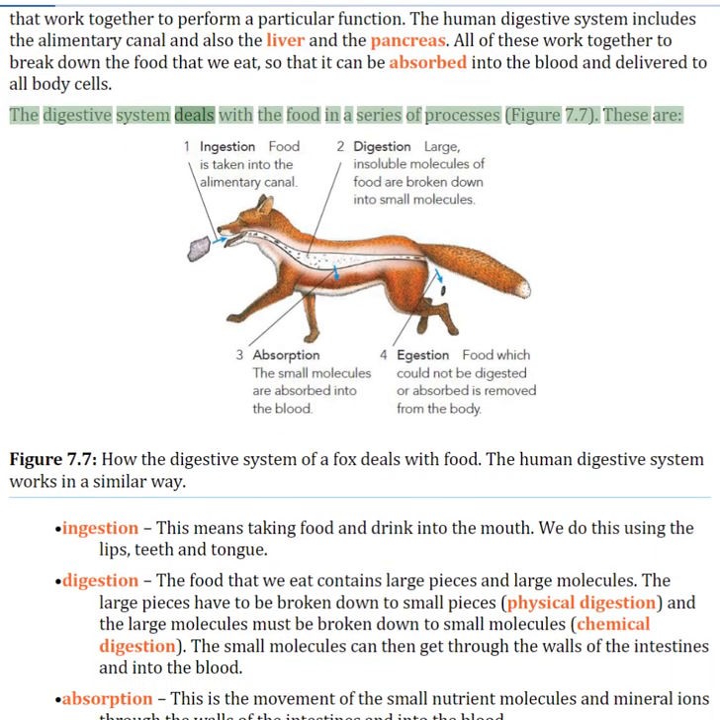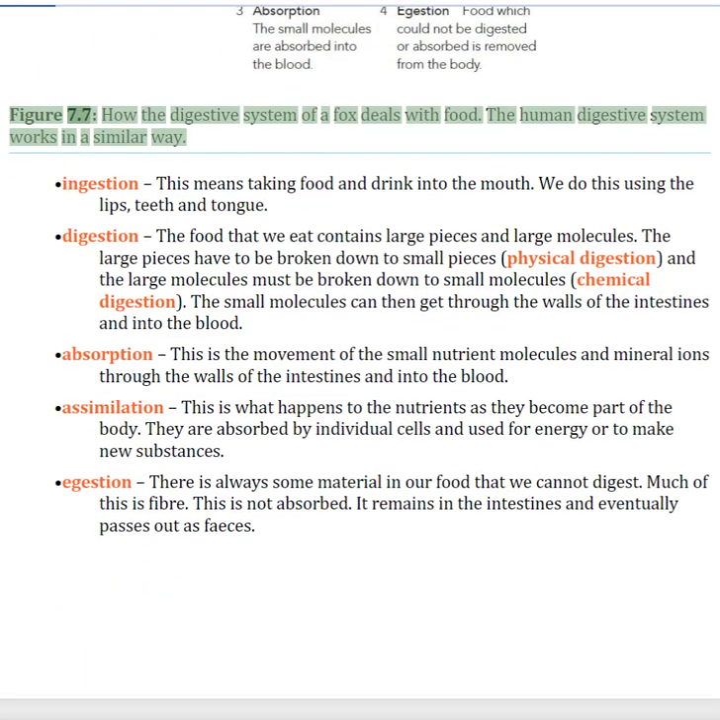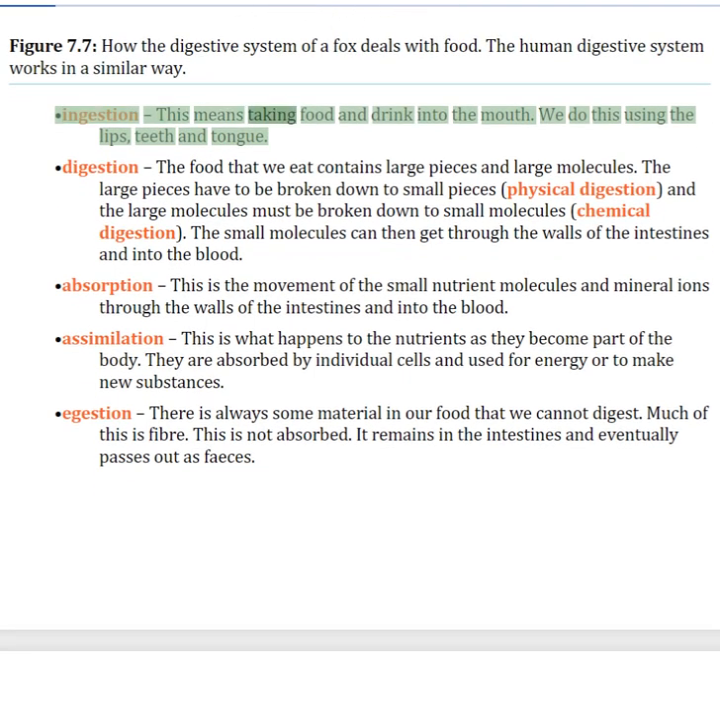The digestive system deals with the food in a series of processes. These are: Figure 7.7. How the digestive system of a fox deals with food. The human digestive system works in a similar way. Ingestion, this means taking food and drink into the mouth. We do this using the lips, teeth and tongue.